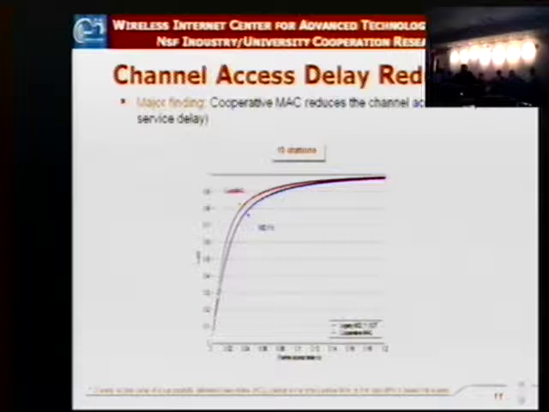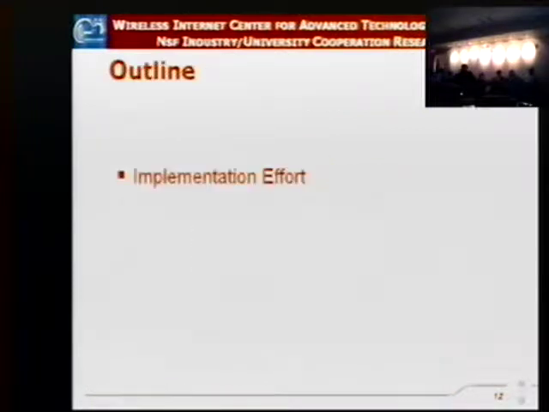So what we did is that we went one step further, and we have started trying to implement.